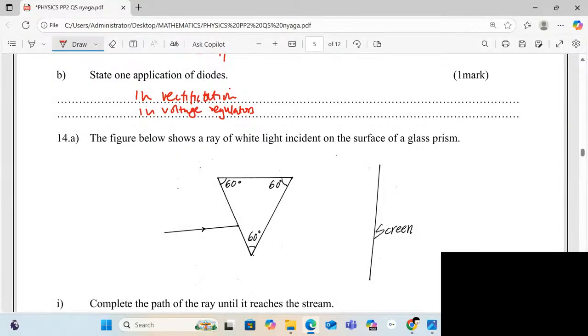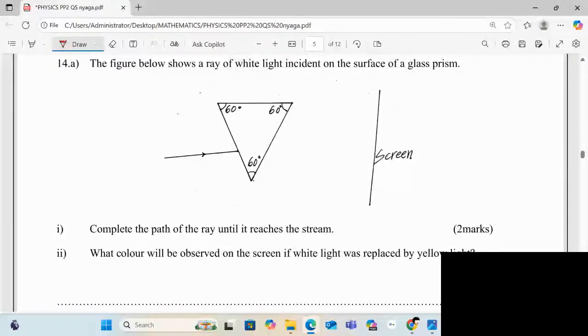You're given this ray, and you are expected to draw something on the screen. It is to be refracted through the prism, so it is going to be split in this corner. This is how it's going to be split, so we shall have the 7 colors.